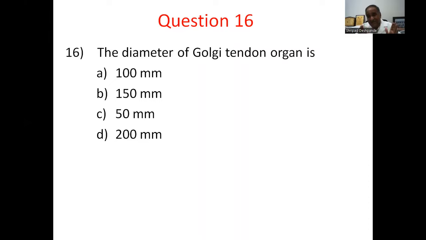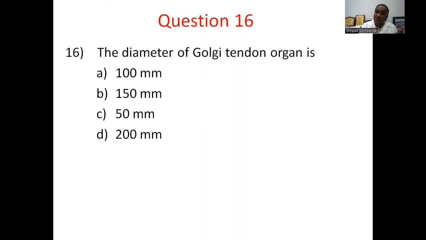Can you imagine 200 millimeters means 20 centimeters? Will the Golgi tendon organ be that big, 20 centimeters, or 10 centimeters, 15 centimeters, or 5 centimeters? So the options given for the answers are not correct. Hence, there is some error, maybe a typo error, that is what I guess. It should be micrometers. In that case, we may find an answer.